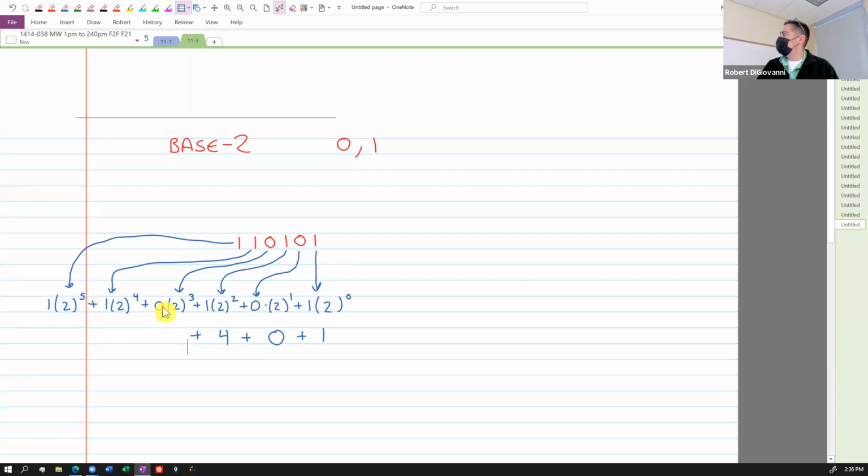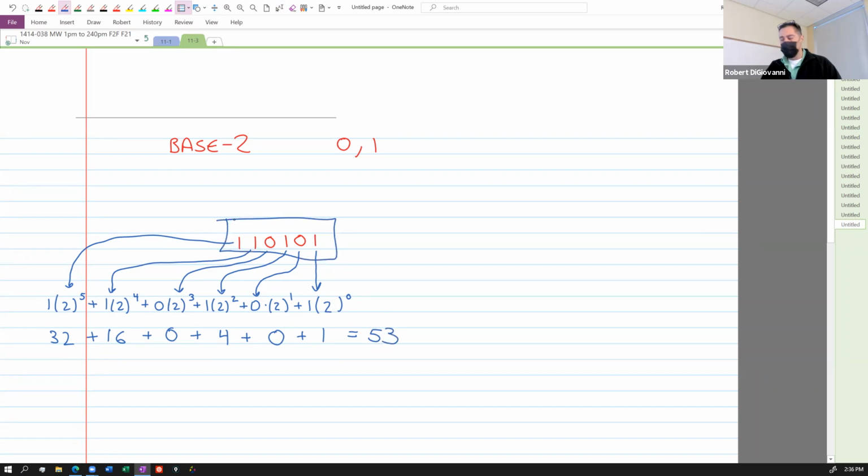8 times 0? 0. Plus 2 to the fourth? 16 times 1? 16. Plus 2 to the fifth? 32 times 1? 32. Add these numbers up in our base 10 number system. 48, 52, 53. This is equal to 53.